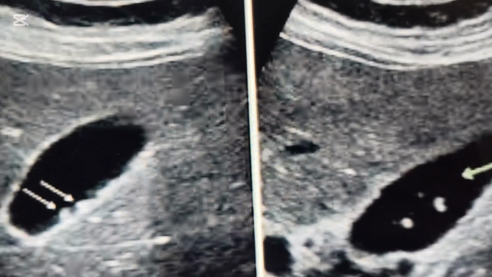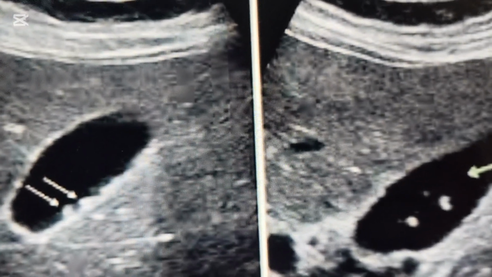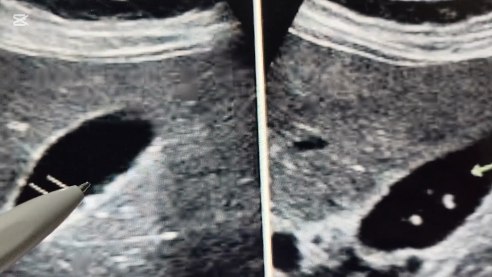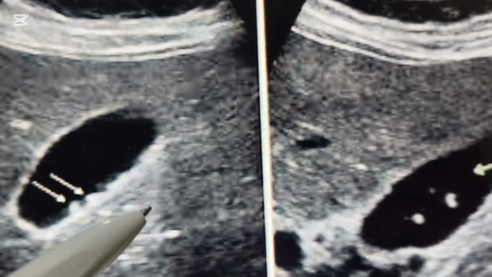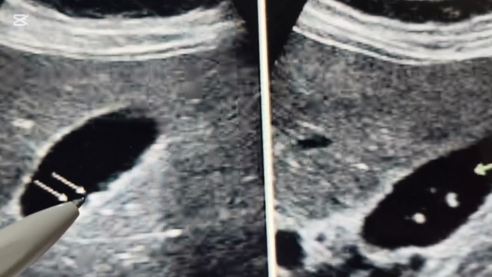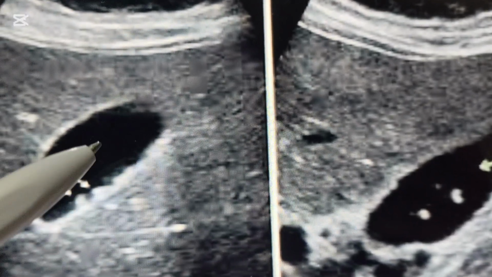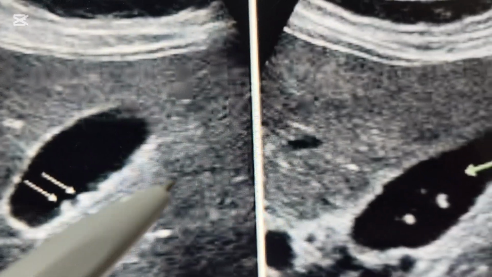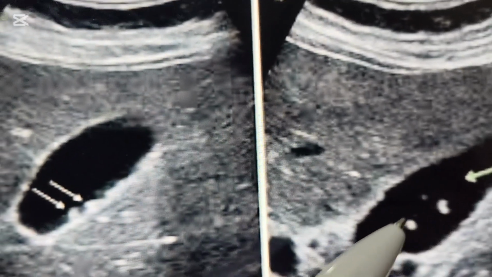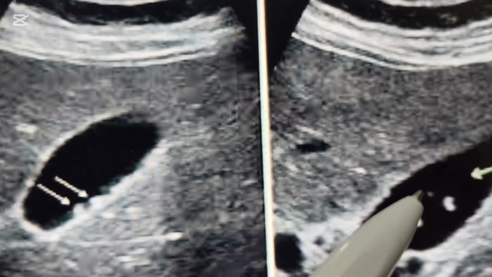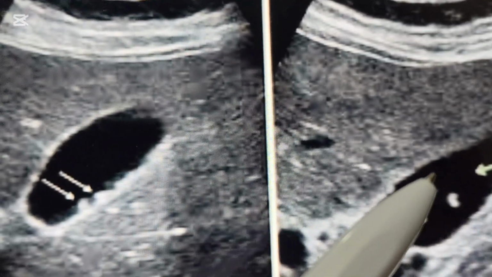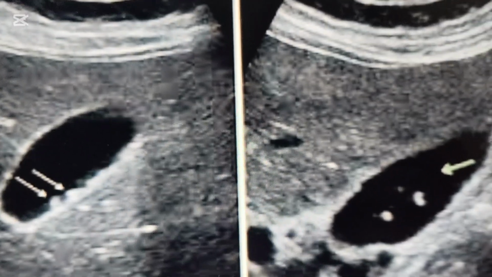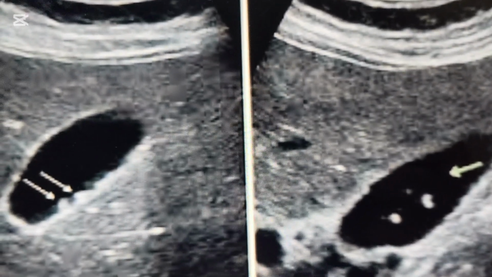This image shows GB polyp. Now you can see these are the hyperechoic lesions present at the GB, but no shadow. Non-shadowing hyperechoic area seen in gallbladder, most likely GB polyp. In this image you can also see the hyperechoic area, but shows no shadow. So this is most likely GB polyp.